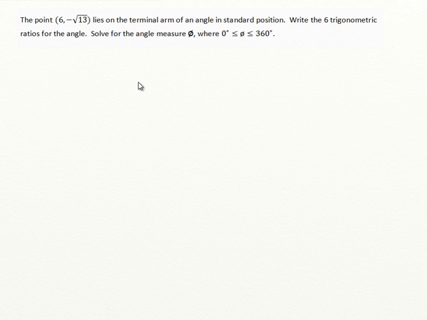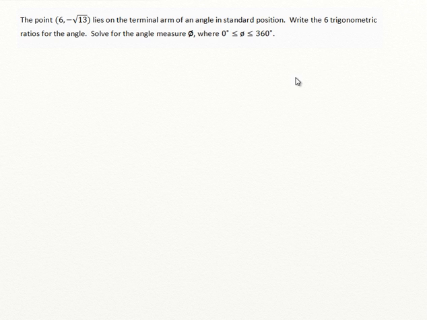In this lesson, we're going to learn how to determine the angle that is created by a point plotted on the coordinate grid. So in this question, we can see that we're told the point (6, negative root 13) lies on the terminal arm of an angle in standard position.